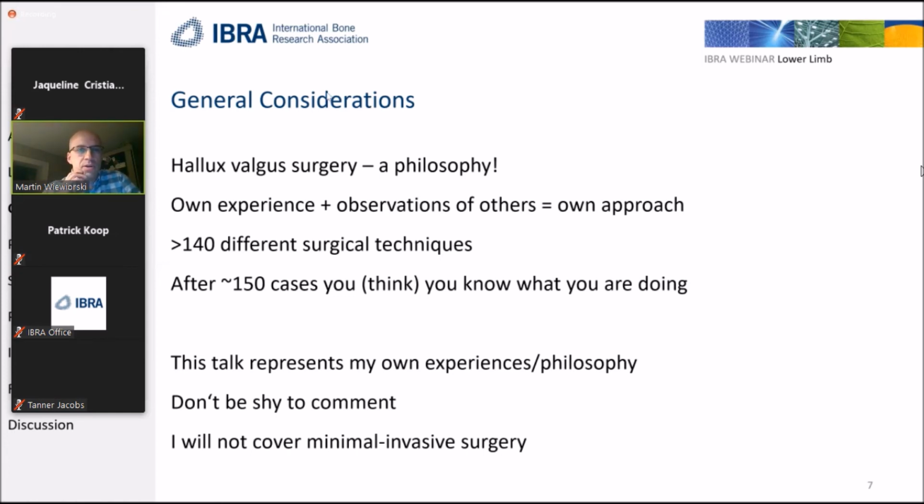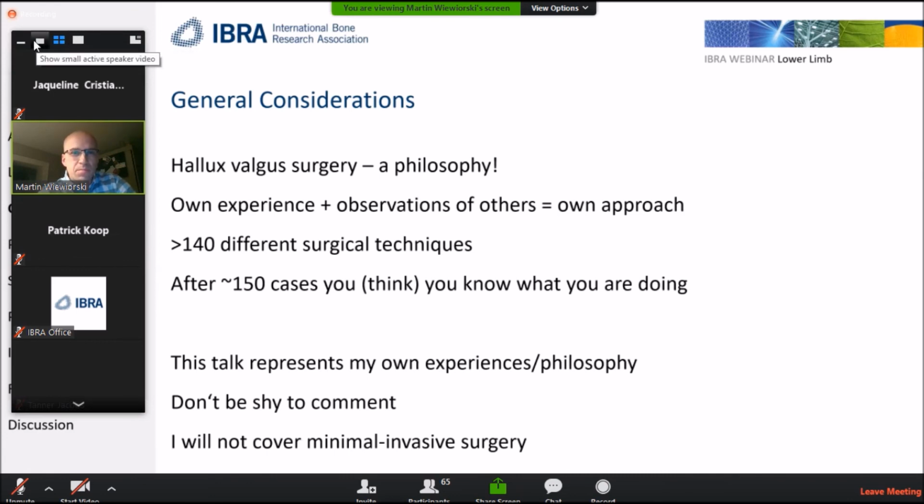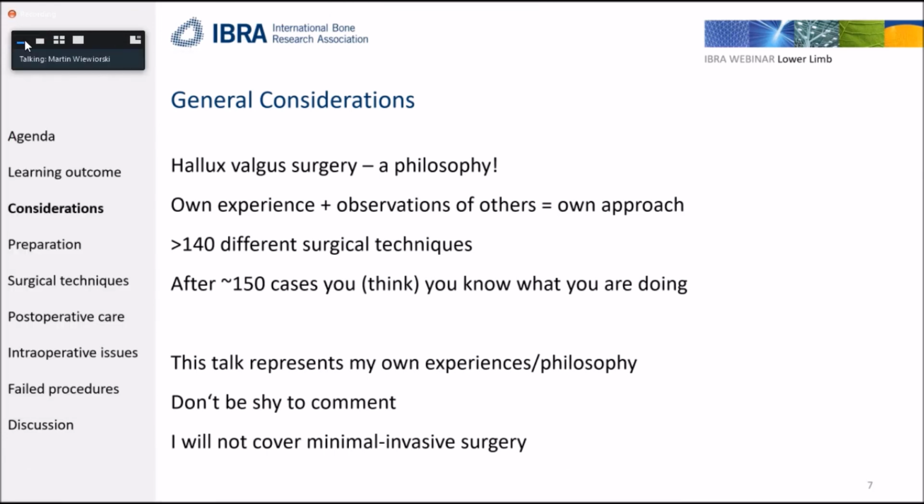Let me talk first about some general considerations of hallux valgus repair. We all know basically this is a philosophy. It's a mixture of your own experience that you make during your career doing hallux valgus repair, and you implement observations you made when you observe other colleagues or friends doing similar surgeries. Basically, this mixes in with your own approach. There's a vast amount of different surgeries, more than 140. One of our residents at one point did a count. It's a crazy amount of different surgical techniques. So basically, there's a lot of ways to skin the cat.